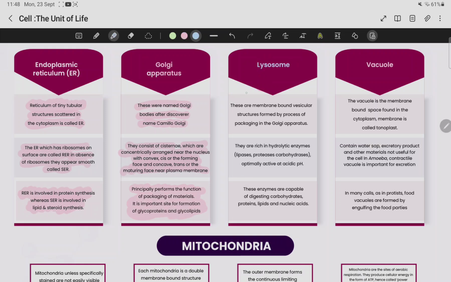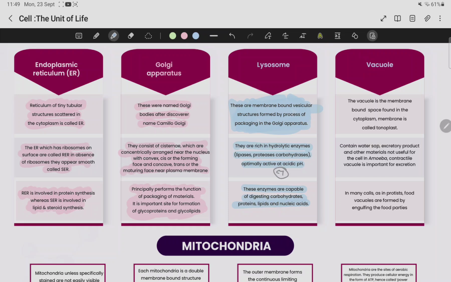Further moving to the lysosomes. These are membrane bound vesicular structures formed by the process of packaging in the Golgi apparatus. They are rich in hydrolytic enzymes, lipases, proteases, carbohydrases, optimally active at acidic pH, that is, the pH is less than 7. As we know, 7 is the neutral pH. These enzymes are capable of digesting carbohydrates, proteins, lipids, and nucleic acids.